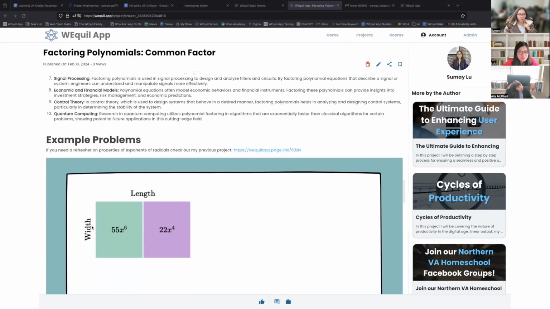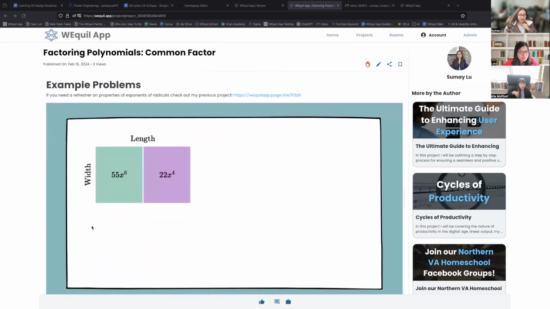All right, so now we can get into some example problems. This is using some of the things that I was discussing in regards to the nature of exponents and how you can use them.